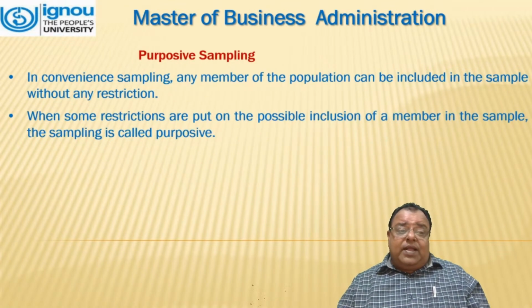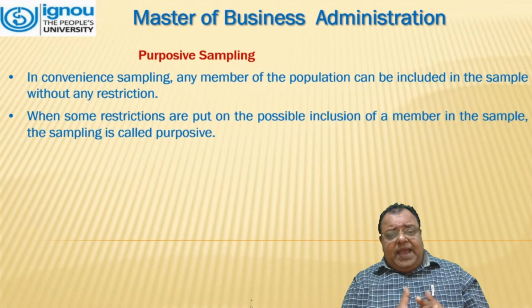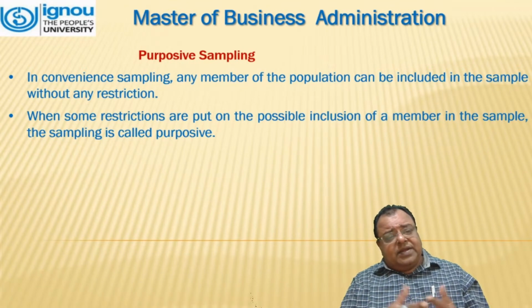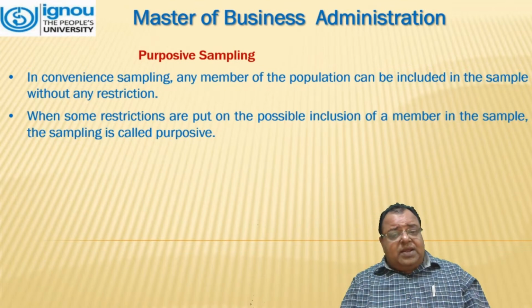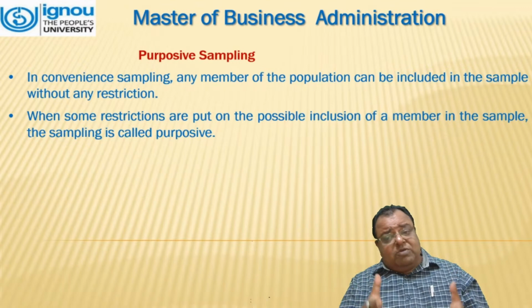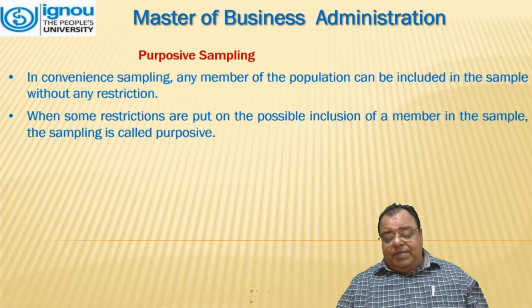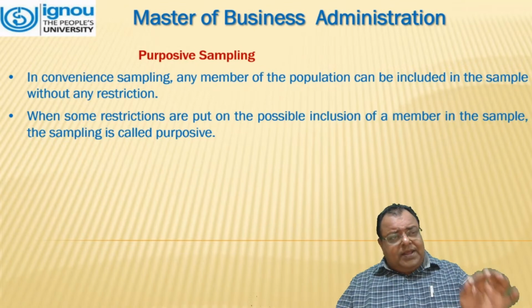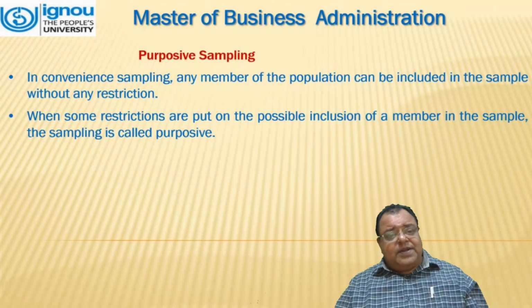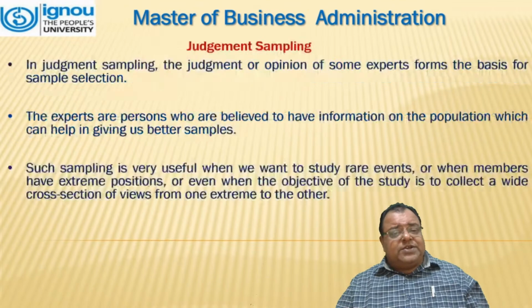Purposive sampling. In convenience sampling, any member of the population can be included in the sample without any restriction. But when some restrictions are put on the possible inclusion of a member in the sample, it is called purposive sampling. That means we are doing sampling for a particular purpose, to study the conditions.